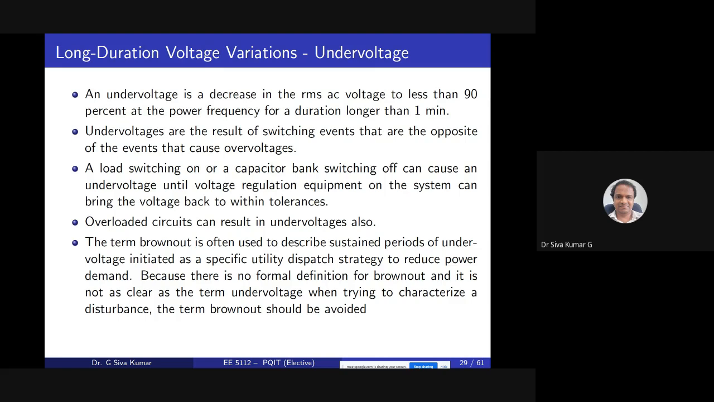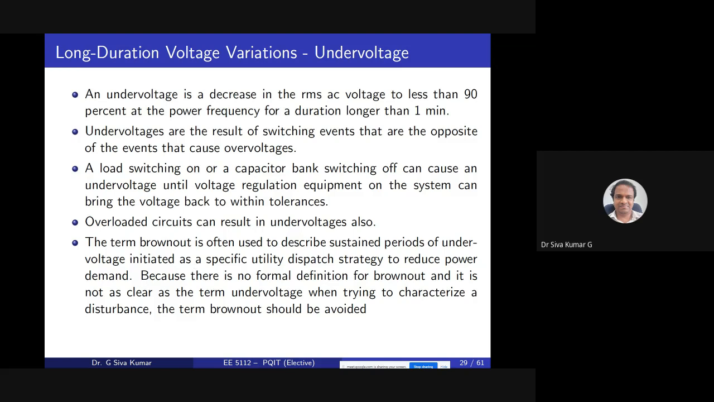Overloaded circuits can also result in undervoltage. Here we are defining one of the terms, which is a brownout. I can say it's a line outage also. Sometimes they say it's about this outage. The term brownout is often used to describe sustained periods of undervoltage initiated. Sorry, outage is something different. I'm just correcting over here.